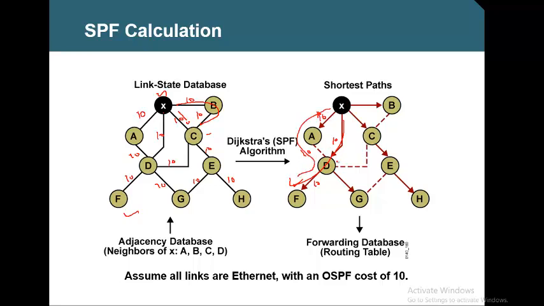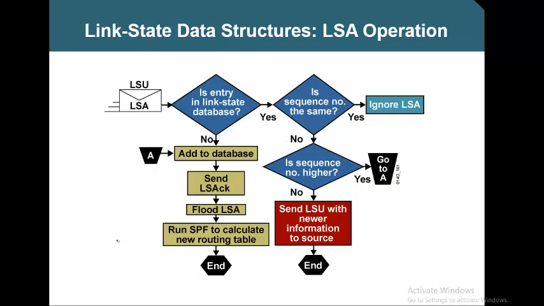The binary tree algorithm, which is also called the shortest path first algorithm, Dijkstra's algorithm, picks the best path by calculating the path cost. Now here is the flowchart that explains how the link state database is getting updated.